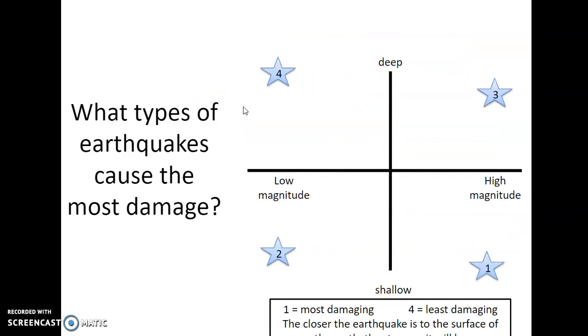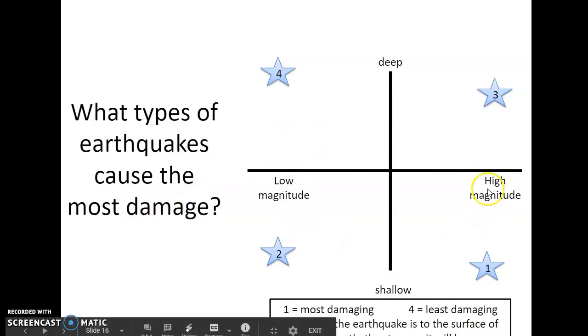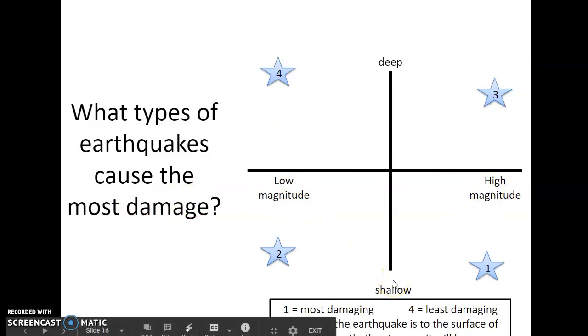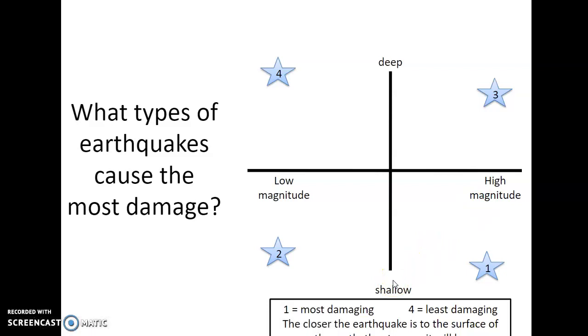As I previously talked about, what types of earthquakes can cause the most damage? Earthquakes that have a high magnitude but are shallow, closest to the surface or closest to where we are located, are the most damaging because we will feel the effect of those waves most immediately. Those that have low magnitude and are close to the surface are the second most damaging. They are still damaging because they are close to our surface.